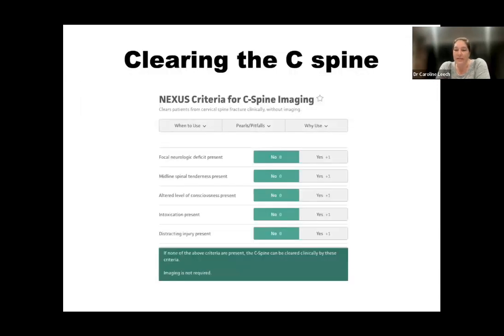Clearing the C-spine, massive topic, not going to go into it in too much detail. But remembering again that means we have to have assessed for these things. So do they have focal neurological deficit? We've done our power and sensation. Do they have midline spinal tenderness? We've talked about that. Do they have an altered level of consciousness, in which case we can't clear the neck? Are they drunk, or do they have distracting injury? Again, we can't clear the neck.